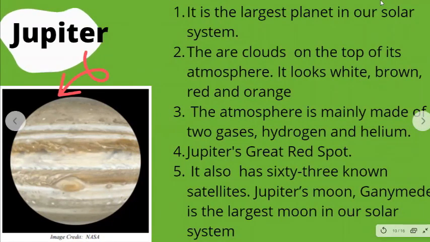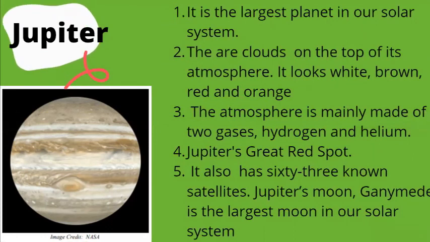These four moons are very large. Some are even larger than the smallest planets. Jupiter's moon, Ganymede, is the largest moon in our solar system.